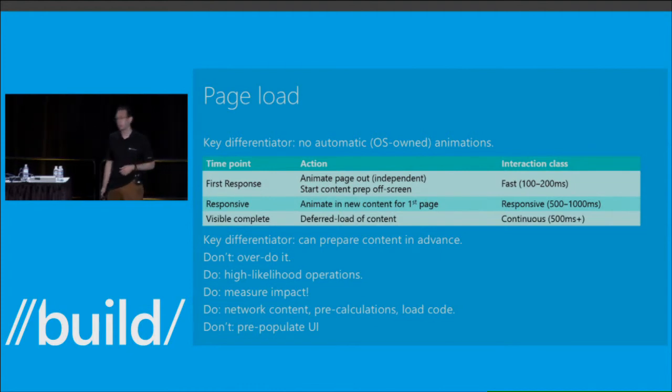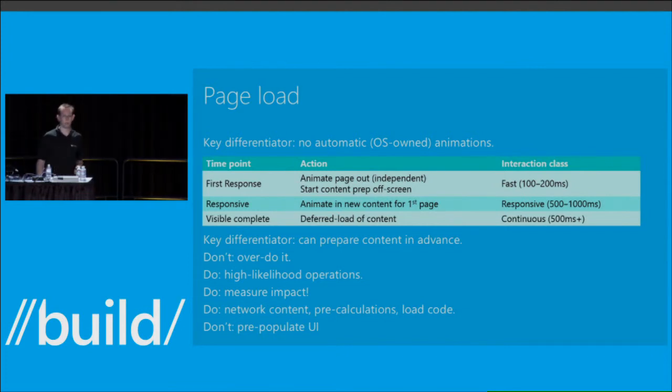Just measure the impact. The one thing I want you to walk away with is don't pre-populate the UI for those additional pages, because this can really bloat memory. Those UI elements can be very costly, and if you're doing this, you've got to make sure to measure the memory impact, or else you're setting yourself up for really slow response times and to be killed instead of resumed.